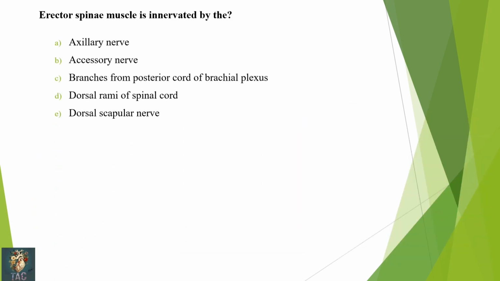Next MCQ is that the erector spinae muscle is innervated by the axillary nerve, the accessory nerve, the branches of the posterior cord of the brachial plexus, the dorsal rami of the spinal cord, or the dorsal scapular nerve.